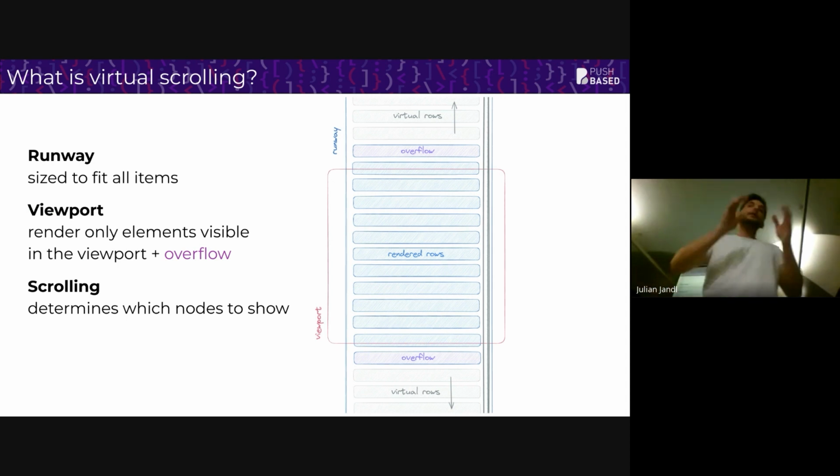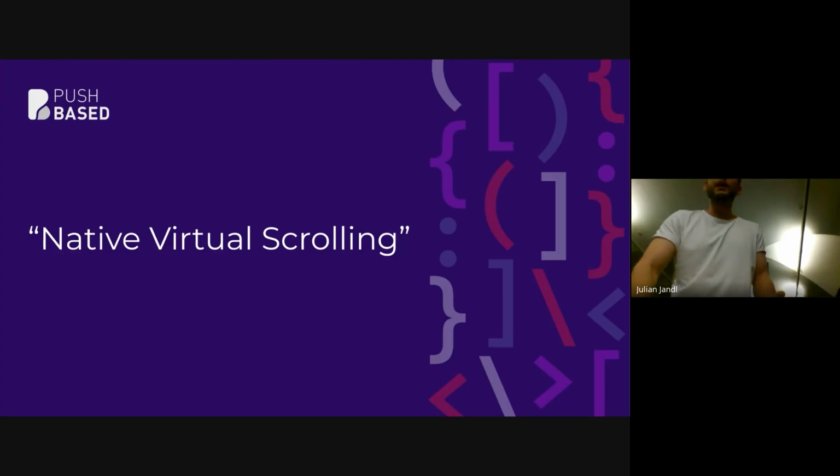And then you have the scroll event, which determines which items should be visible. So if you scroll down to the middle of your container, then of course you should render the items that should be in the middle of the container and nothing else. All the other items should be just virtual items. So this is the general concept behind it.